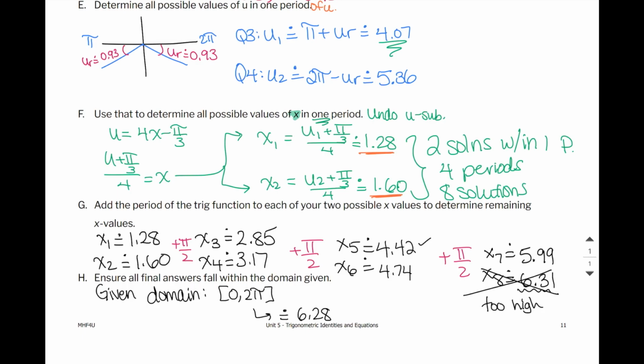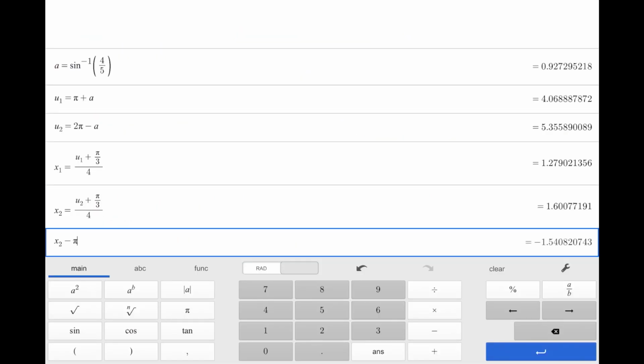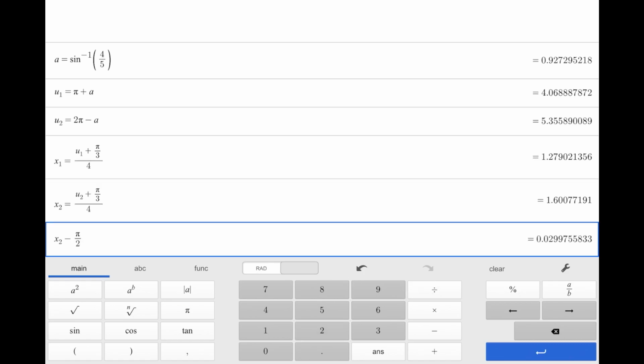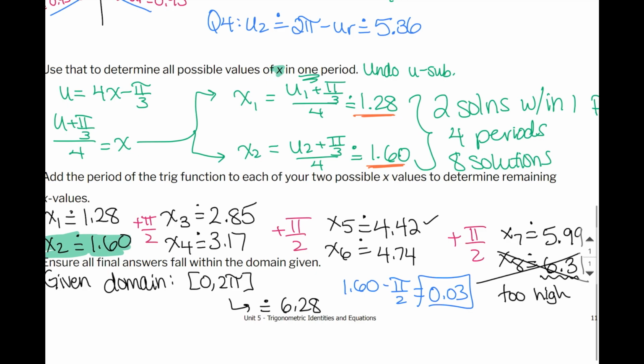So we know that our last solution is going to have to do with this baseline of x2, this 1.60. But instead of adding pi over 2, we can take that 1.60 and subtract pi over 2. So let's see what we get. That 1.60 is x2, so I'm going to subtract pi over 2. And if you look right here, it's a little bit above 0, so it is within our domain. It'll be 0.03. So this is our first solution. That means our total final answer is going to be 0.03.